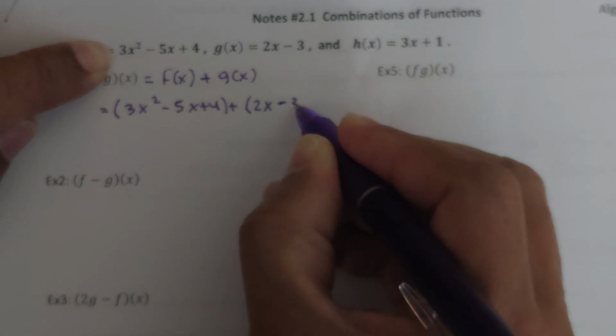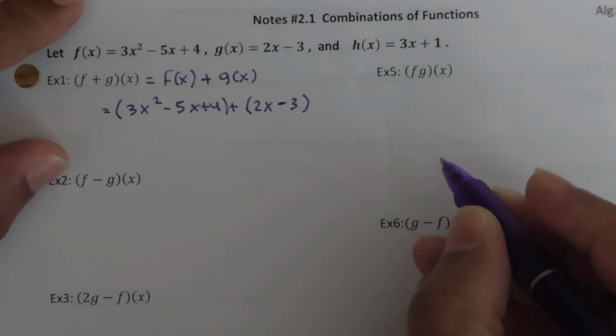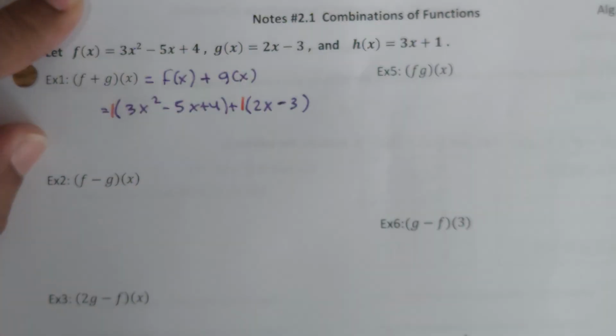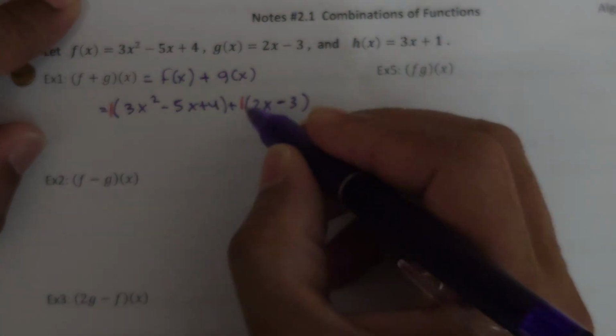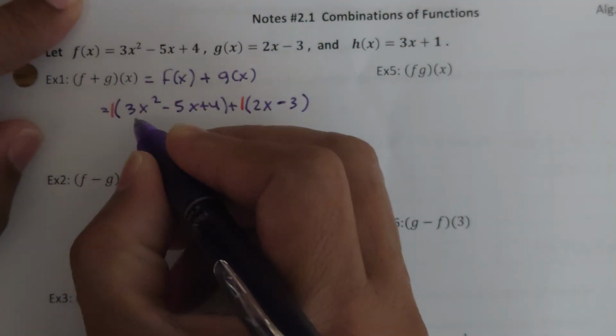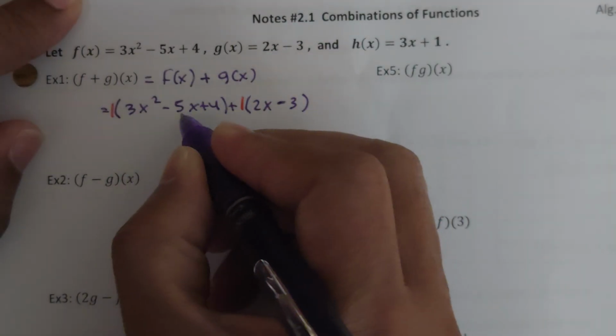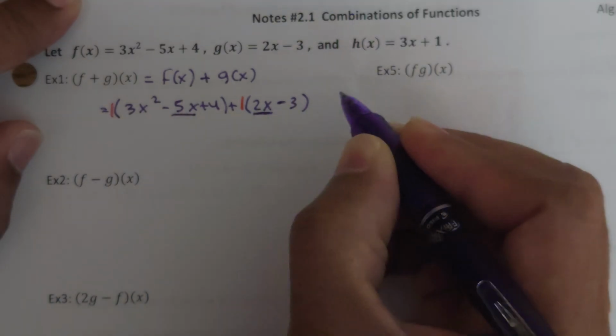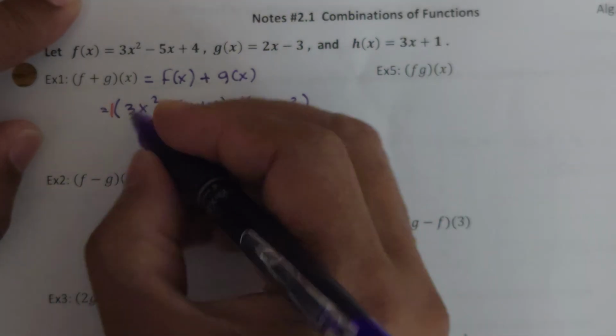So notice that I'm using parentheses, and there's a reason for it. There's an implied 1 in front of each parentheses. So when you're adding functions, that 1 is not going to affect anything because it's positive. Then what I can do right away is start combining like terms. For example, negative 5x and positive 2x, I can combine those two.